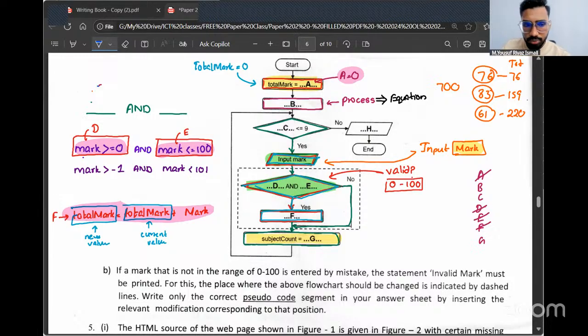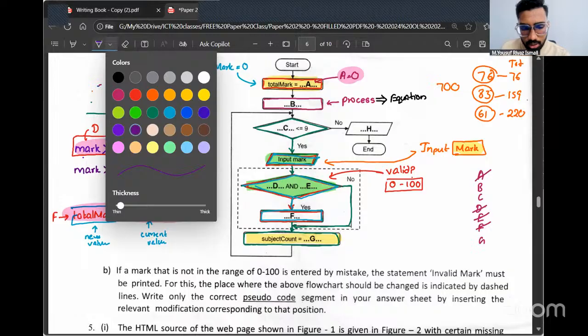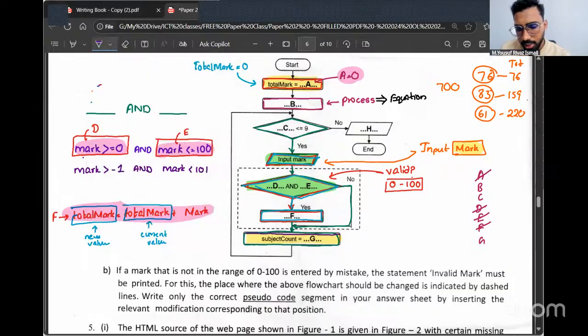Next, we're going to go to G. Now, G is talking about modifying the value of subject count. See, they're saying subject count is equal to something. When you have a variable name, the first thing you should always do is question yourself, why do we need this variable? For example, before I came to subject count, the variable I saw was input mark. Before that, total mark equals.